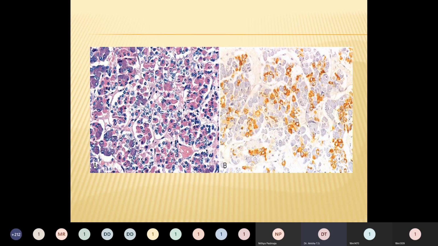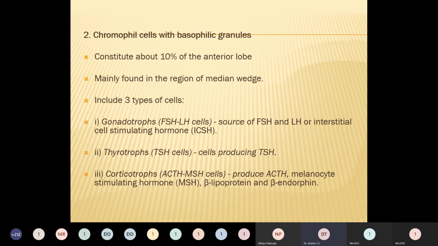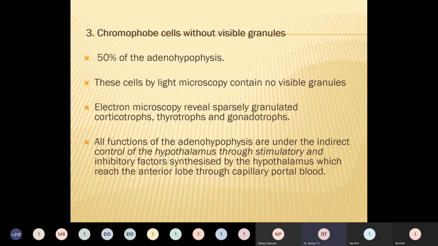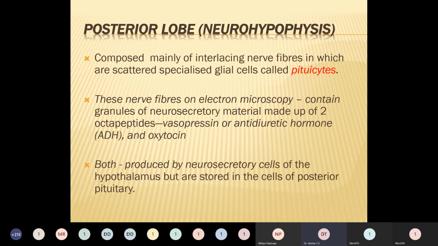So I told you about all the hormones that the anterior pituitary secretes: growth hormone, prolactin, follicle stimulating hormone, luteinizing hormone, thyroid stimulating hormone, adrenocorticotrophic hormone, melanocyte stimulating hormone, etc. Coming to the posterior pituitary or posterior lobe, it is called the neurohypophysis. Like I told you before, it has a direct connection with the hypothalamus, as it is just a downward outpouching of the hypothalamus. It is composed of interlacing nerve fibers, and these nerve fibers have a special type of glial cells called pituicytes. Under electron microscopy, these have neurosecretory granules.